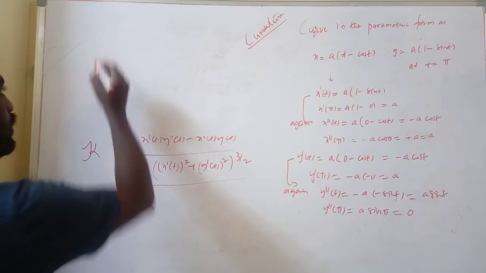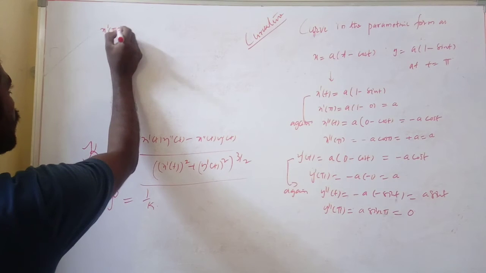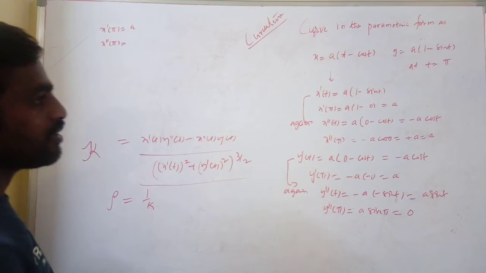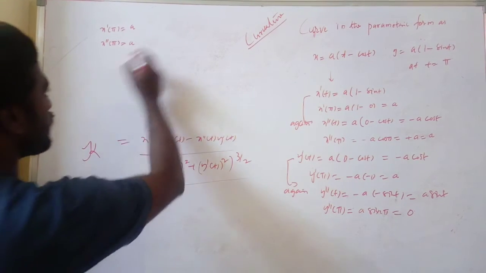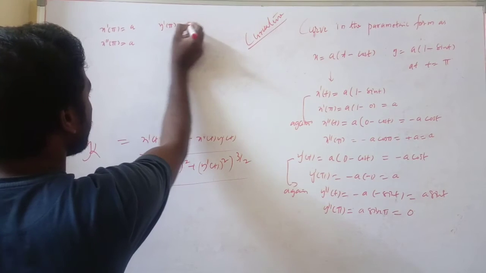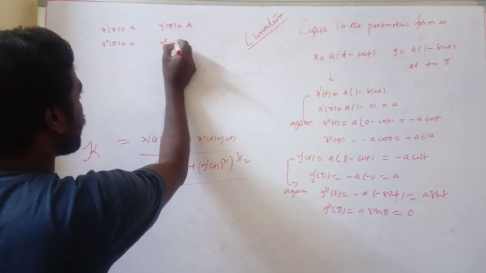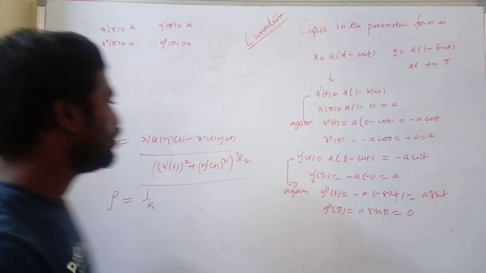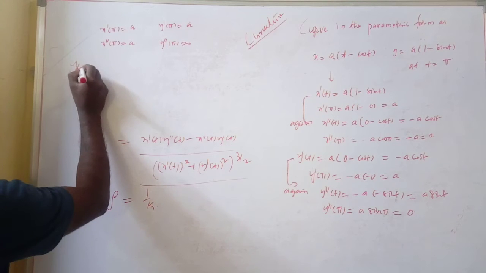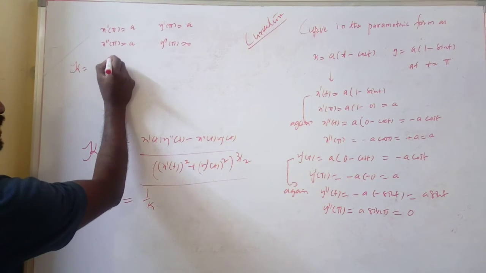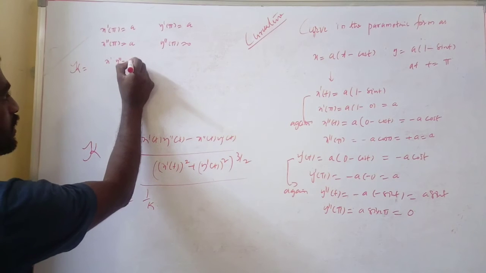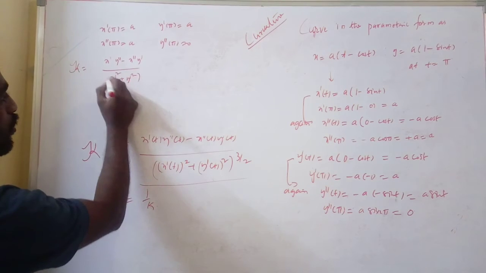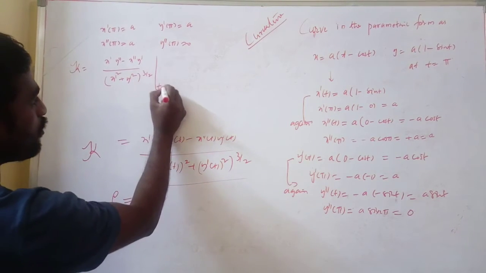So here you determined x dash of pi is equal to a, x second derivative of pi is equal to a, y dash of pi is equal to a, and y second derivative of pi is equal to 0. So substitute into the curvature formula in parameter form: k equals (x dash y second derivative minus x second derivative y dash) divided by (x dash square plus y dash square) all to the power of 3 by 2, at t equal to pi.